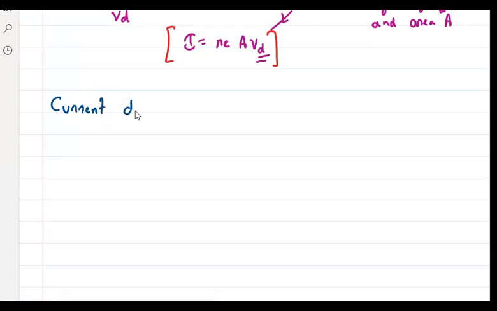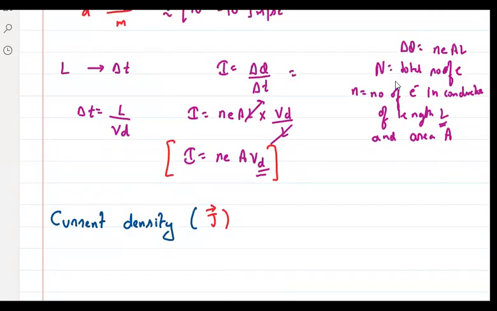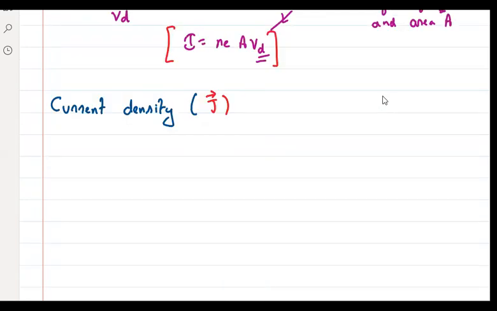Current density is denoted by J. So current density is a vector quantity. Samarth, that is why small n is capital N into this, right? Small n is the total number of electrons. Okay, Samarth.